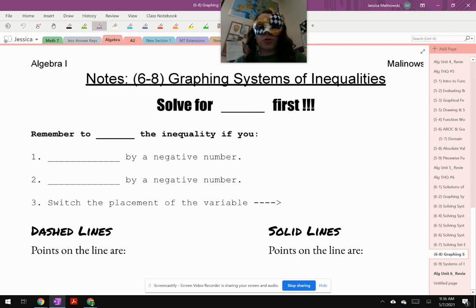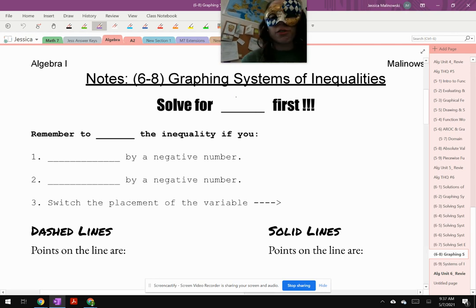First and foremost, before you can do anything, you need to start by taking that equation that you're given and solving for y if it's not already done. You can't graph that until you solve for y.